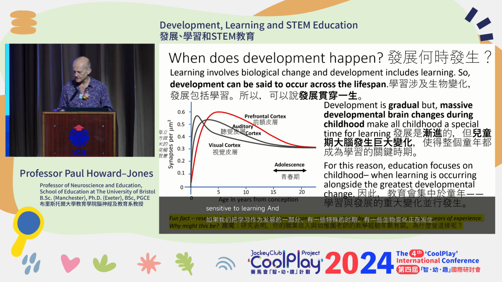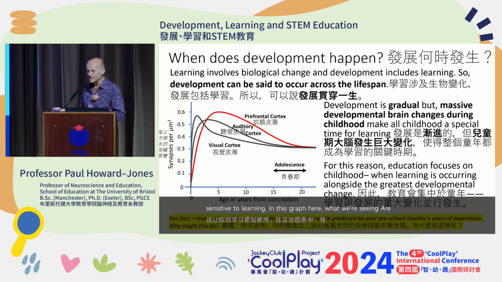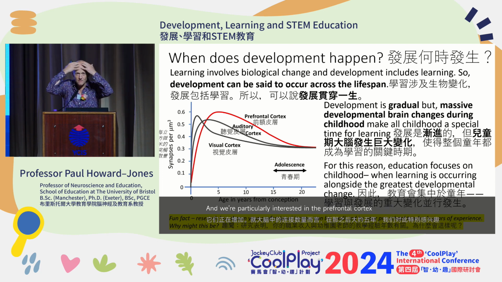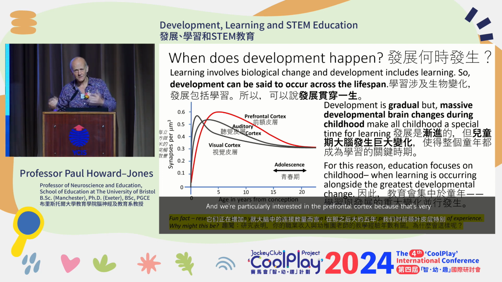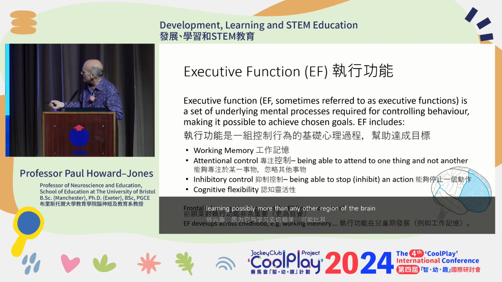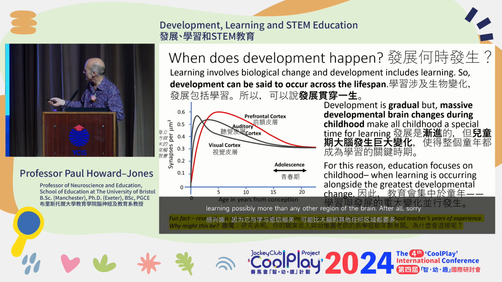And in this graph here, what we're seeing are changes in the number of connections in the brain, or synapses, with different years. And you can see that in the first 5 years of life, there are very major changes, and they are increasing in terms of the number of connections in the brain, up to about 5 years old. After that, and we're particularly interested in the prefrontal cortex because that's very involved with learning, possibly more than any other region of the brain, we see that there is a decrease in the number of connections.